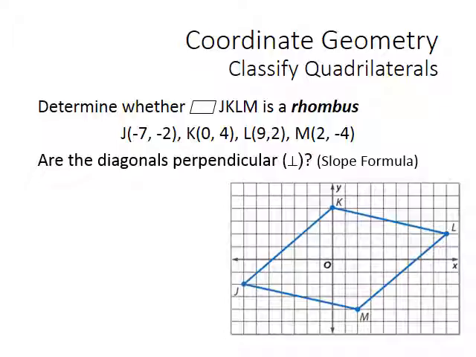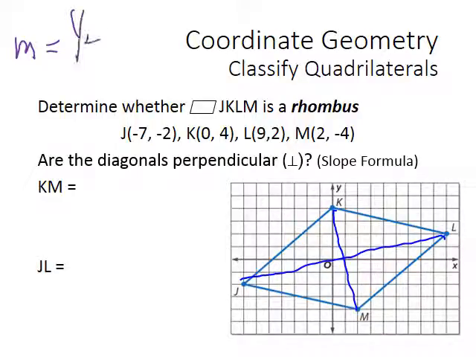So our diagonals, if we draw them in, we've got KM is one and LJ is the other diagonal. So we want to find the slopes of each of those. And our slope formula, let me write it here at the top. That's the rise over run. Rise is given by the y's, of course, and run is given by the x's. So we're going to find the slope for each of these diagonals and see, are they opposite reciprocals?